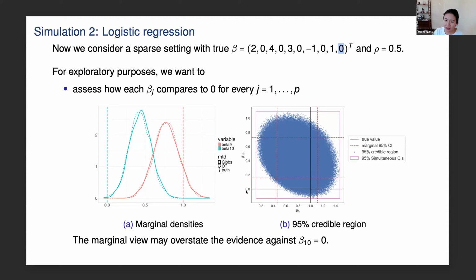So in this case, you will see that beta 10 equals 0 actually intersects with this 95% credible region. Or, of course, it also intersects with the 95% simultaneous CIs. So if you are doing exploratory analysis using these simultaneous credible intervals, you might find different evidence about whether beta 10 should be 0 or not.